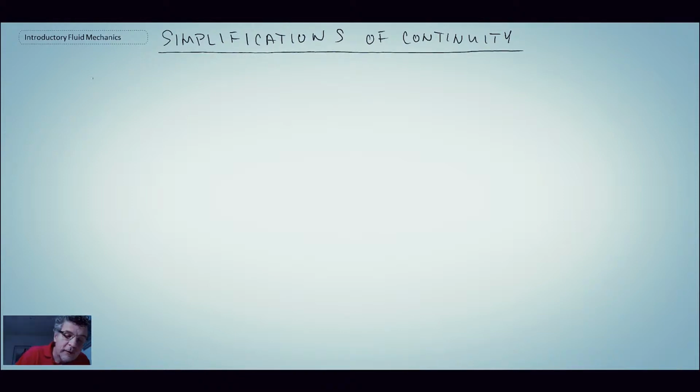So we just derived the continuity equation. Now what we're going to do in this segment is look at a few simplifications of the continuity equation. So writing out the continuity equation in differential form, that's what it looked like.